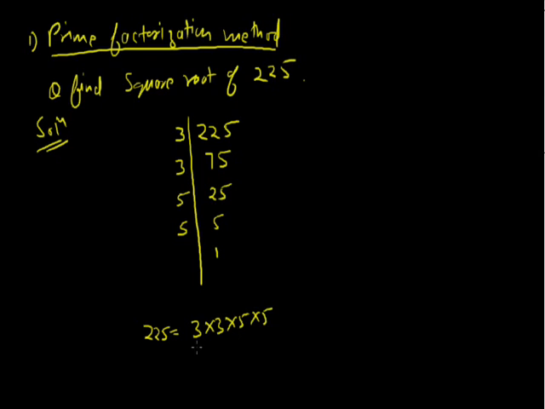So here we are able to make pairs of 2. This is a pair of 3 and this is a pair of 5. So under the root of 225, we write only one value from each pair. So 3 from here, and only 5. So the square root of 225 is 3 into 5, that is 15. In this way we can find the square root of a number.